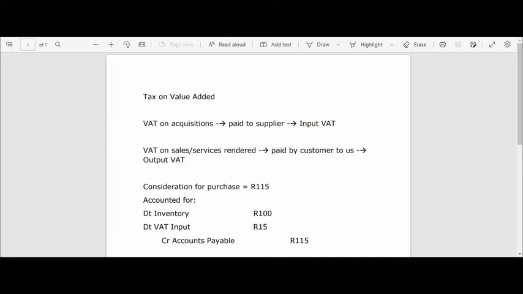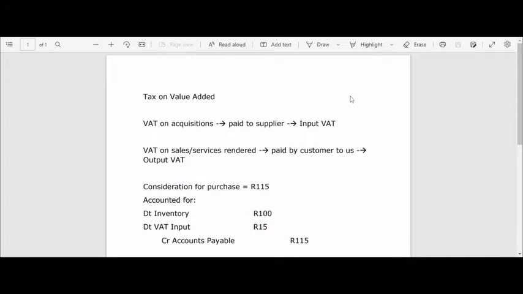Okay, so in this case, we say the consideration for the purchase, in other words, the VAT inclusive amount. If you want to make a little note there, I think most of you would have done that last week already. When we speak about the consideration, it means it is the inclusive amount. It is the amount belonging to you plus the amount belonging to the Revenue Service, right? So how are we now going to account for this?